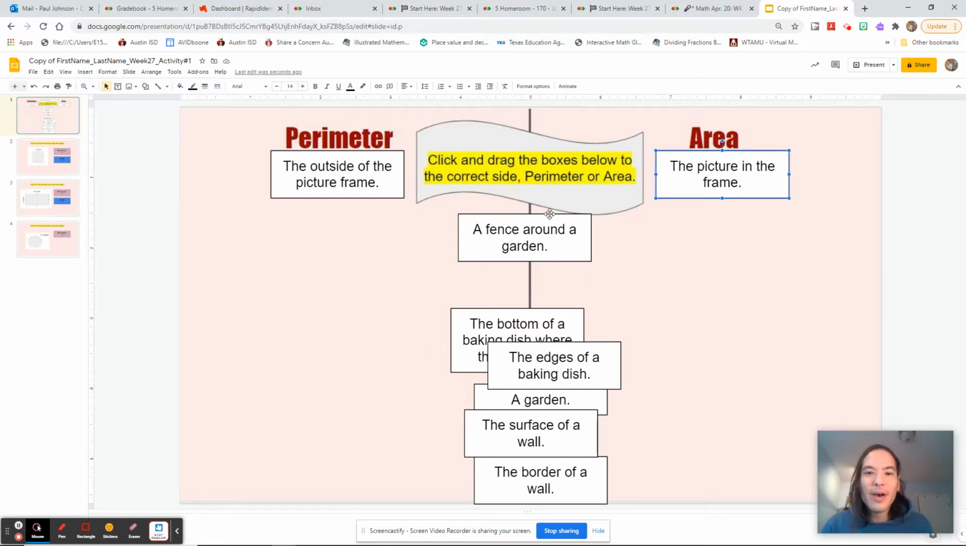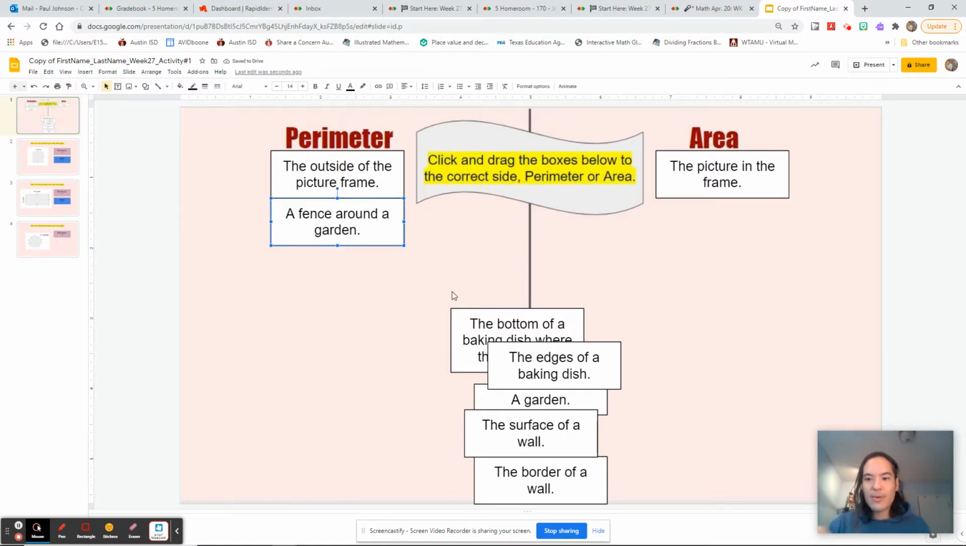All right. A fence around a garden. Around means perimeter. It's the fence around the garden, not the space inside the garden. All right. So a garden. So the garden itself, where you plant everything, that would be area, right? Because a garden, that's where all the dirt is. The dirt is not on the fence part. The dirt is on the surface part. All right. So the fence around the garden is perimeter. The inside of the garden is the area.